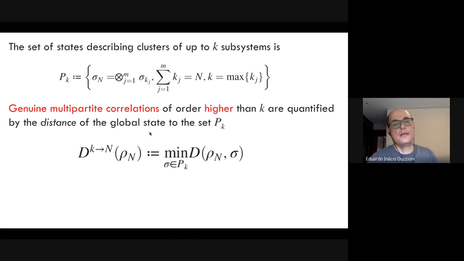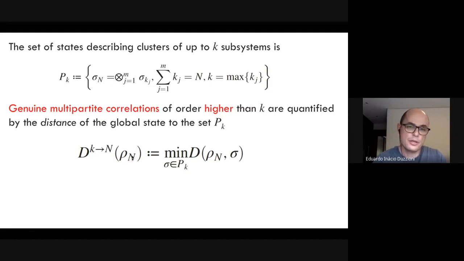Okay, then the next question is how to quantify the genuine multipartite correlations. Before we quantify the genuine multipartite correlations, we define the correlations of order higher than k. And we use a measure of distance to do that. Okay, d is the measure. k is the number of the greatest partition, and n is the number of particles in the system.